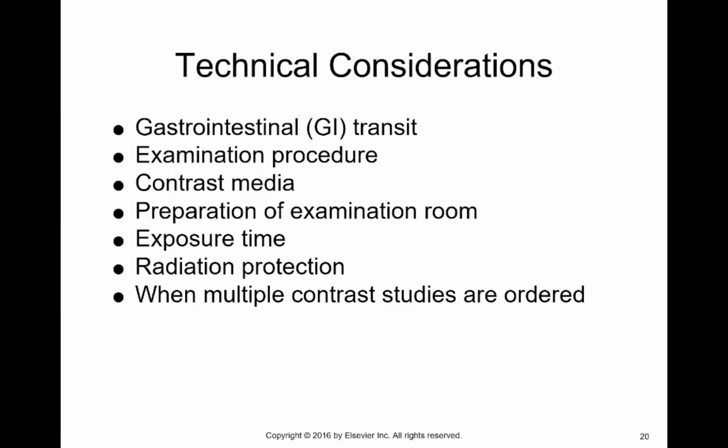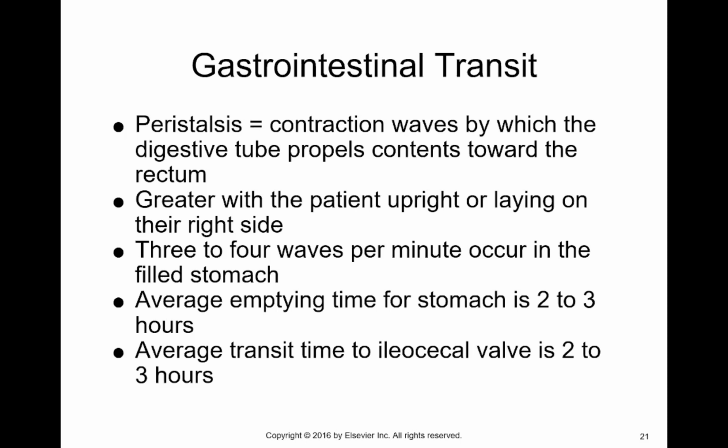We have to consider our contrast media and what type of contrast we're going to use. We have to consider our preparation of the examination room and making sure that we have everything available that we're going to need. Your exposure time, you have to consider that as well, because you've got peristalsis going on, causing what could be motion on your image. You have to consider radiation protection. Always consider radiation protection. And then again, your order of operation when you have multiple exam types.